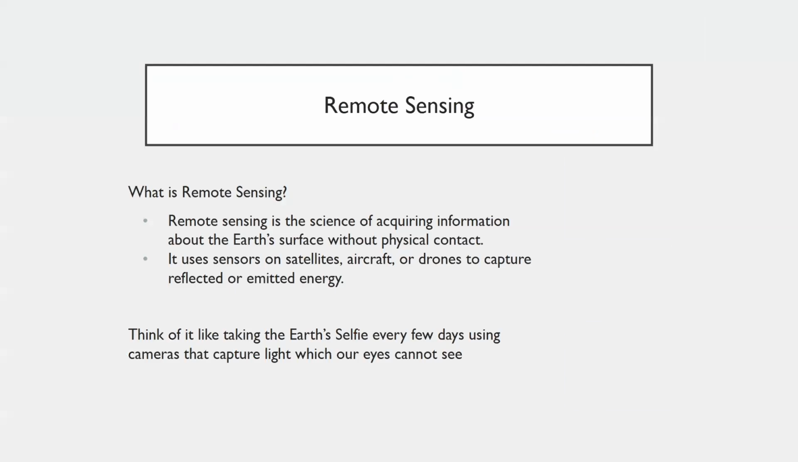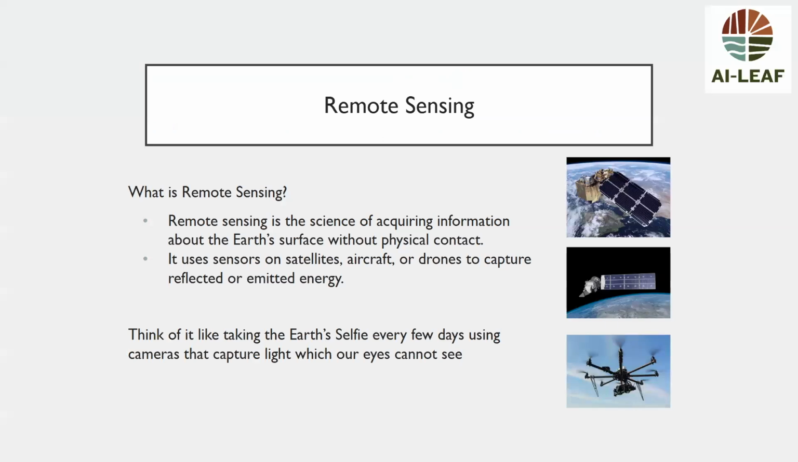So first of all, what is remote sensing? Remote sensing, you can think of it as acquiring information about the Earth's surface without actually being in physical touch with the surface. It's typically obtained by taking pictures of the Earth using stuff like aircrafts or drones or satellites.